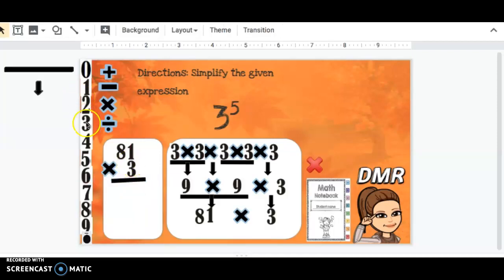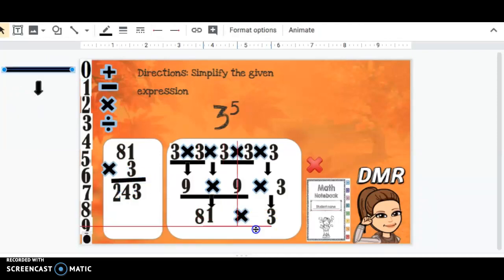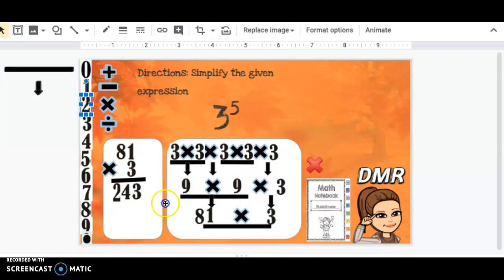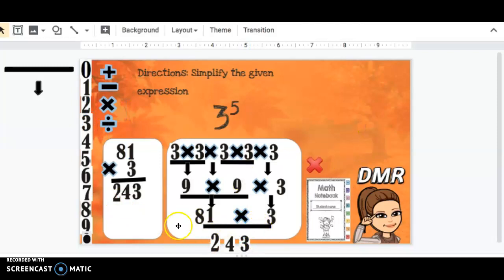So we have 3 times 1, 3. And then we have 8 times 3, which is 24. So we're going to put our 4 and then our 2. So then our answer would be 243. So our answer for our DMR for this week is 243.